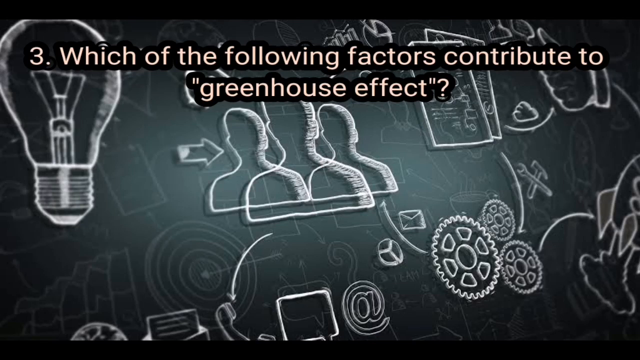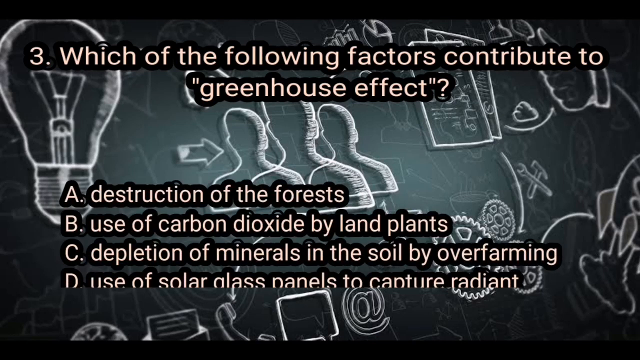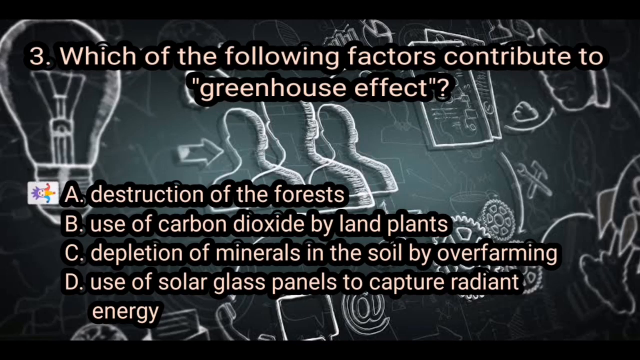3. Which of the following factors contribute to greenhouse effect? A. Destruction of the forests. B. Use of carbon dioxide by land plants. C. Depletion of minerals in the soil by overfarming. D. Use of solar glass panels to capture radiant energy. Correct answer. Letter A.